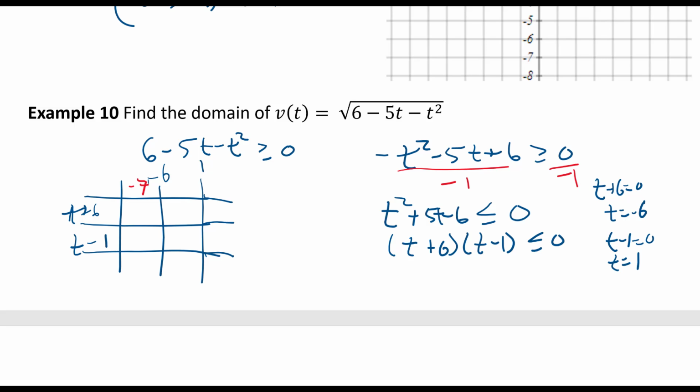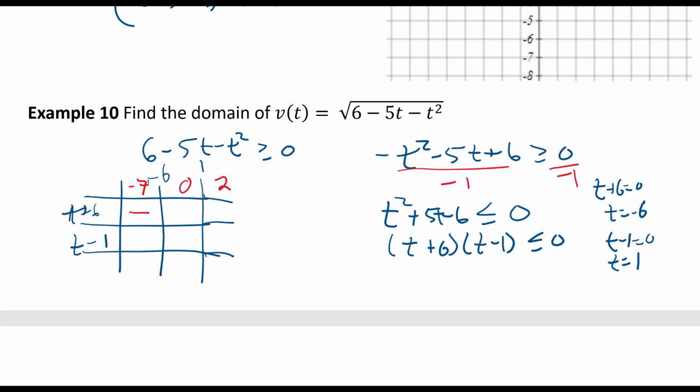And then when it's possible, I'll pick 0. 0 is easy to use. I'll go 0. And then bigger than 1, okay, 2. We don't have to get crazy about this, but we can have some freedom here. So let's put negative 7 in that first one. Negative 7 plus 6 is negative 1, so that's a negative.